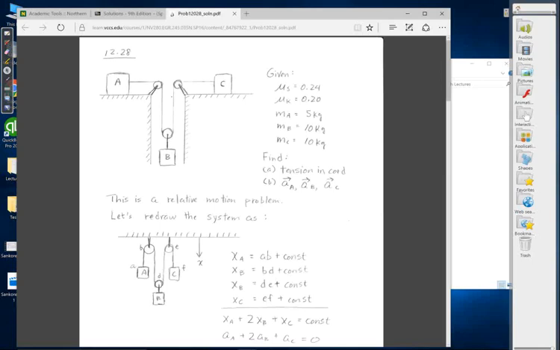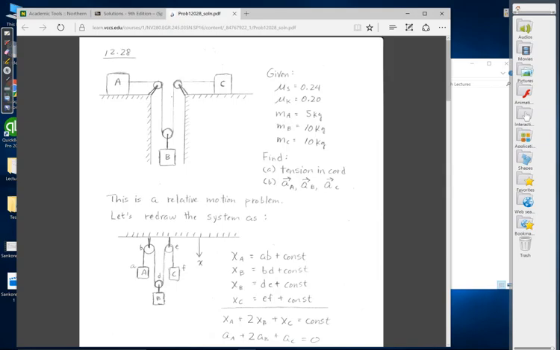And we're going to look at a problem each for the Cartesian coordinate system, normal transverse, normal tangential, and radial transverse. So let's start off with the Cartesian coordinate system. Okay, this is problem 12.28 in the 9th edition of the textbook, and this is the solution that I've posted up. So let's quickly go over this problem.